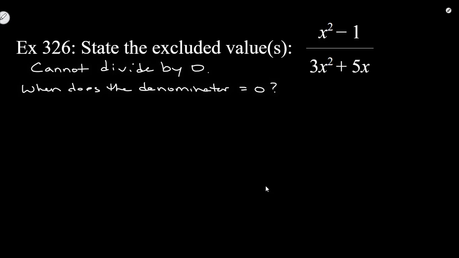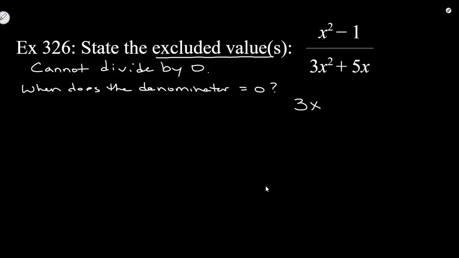In this case, when we're talking about excluded values, we're finding numbers that we are not allowed to put into the function or into the expression because they're going to make this fraction undefined. So that's the idea. When we divide by 0, a fraction is undefined. So this question is really asking us, when does the denominator equal 0? So that's what we're going to do.